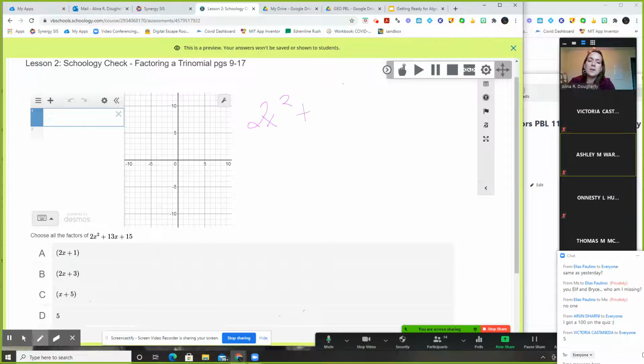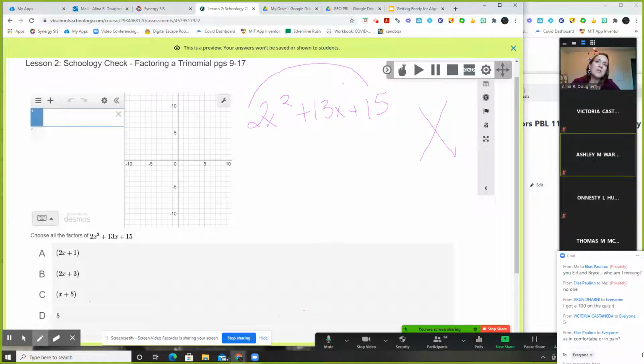2x squared plus 13x plus 15. What's the top of my x puzzle? 17 or 30? 30, absolutely. And then 13 goes to the bottom. So what multiplies to 30 but adds up to 13?